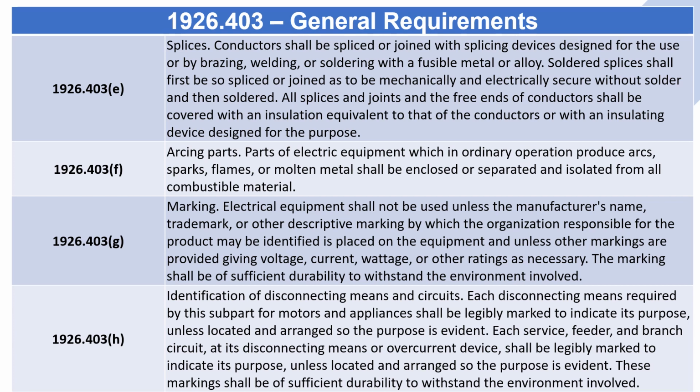1926.403(h), Identification of disconnecting means and circuits. Each disconnecting means required by this subpart for motors and appliances shall be legibly marked to indicate its purpose, unless located and arranged so the purpose is evident. Each service, feeder, and branch circuit, at its disconnecting means or overcurrent device, shall be legibly marked to indicate its purpose, unless located and arranged so the purpose is evident. These markings shall be of sufficient durability to withstand the environment involved.